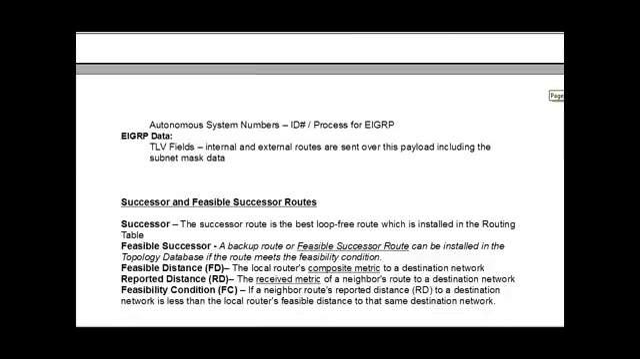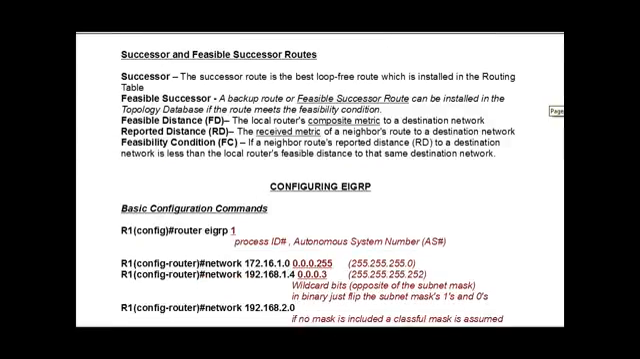All right, and down here we'll keep talking here. Successor and feasible successor routes. Successor route is very simply the best route. That's the route in the routing table that DUAL computes to find the best route to a destination network. A feasible successor is going to be a backup route, and that's going to be in the topology table or topology database. To have a feasible successor, the route has to meet the feasibility condition.